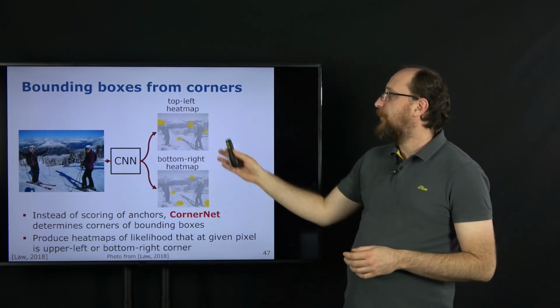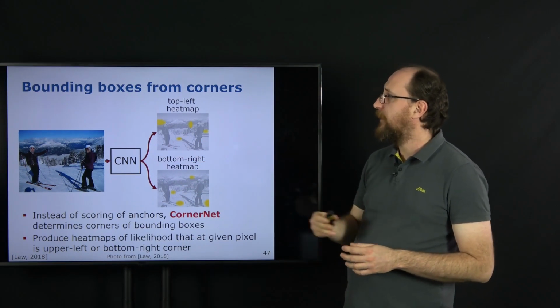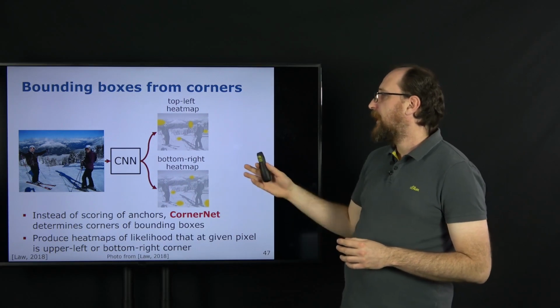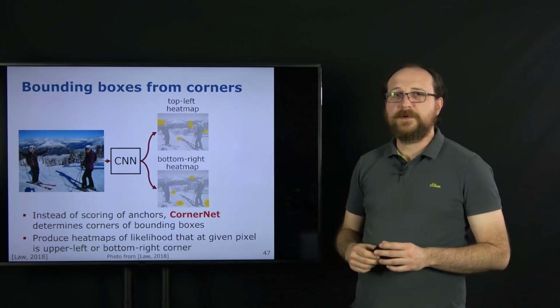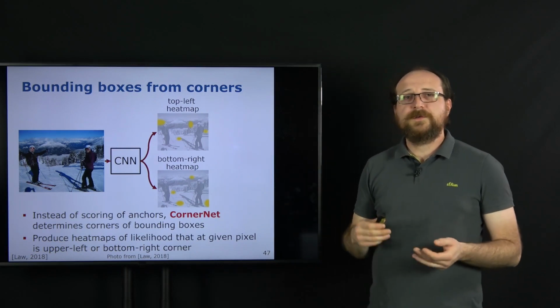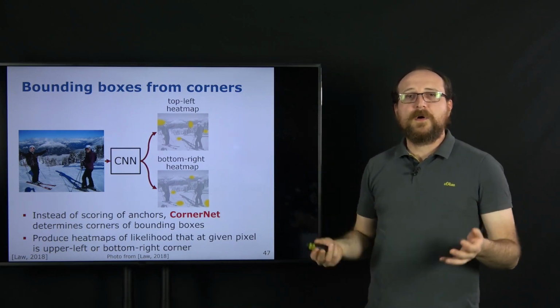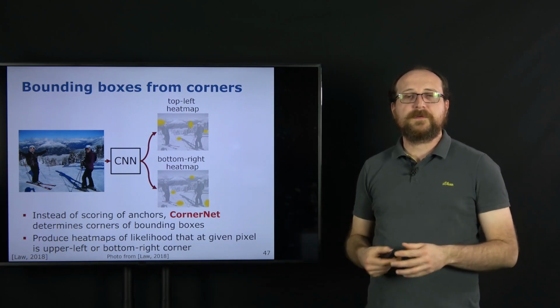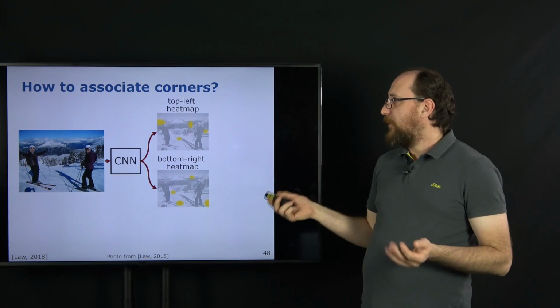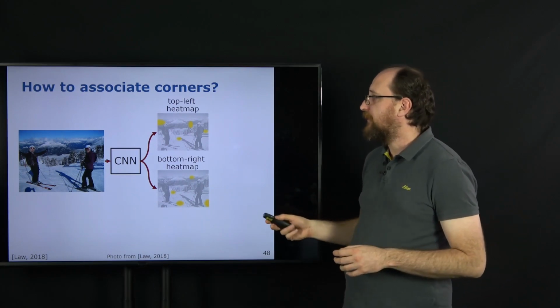We have a heat map for the top left corner of the bounding box, and one for the bottom right corner of the bounding box. And what we want to achieve now is basically to find corresponding corners in these heat maps such that we can construct a bounding box. But how do we associate the corners here?